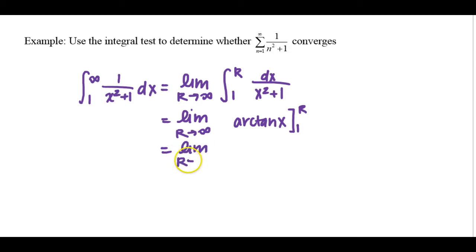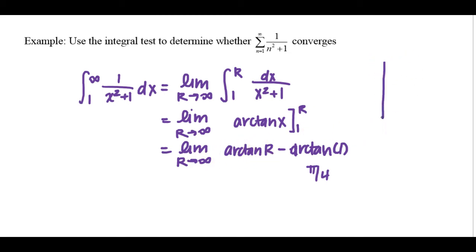So the limit as r approaches infinity of arctan r, plugging in r first, minus arctangent 1. Alright, so arctangent 1 is pi over 4. So arctangent, remember, is what do I have to plug into tangent to get out 1? So this is pi over 4. So now it comes down to what happens as r approaches infinity of the arctangent function.